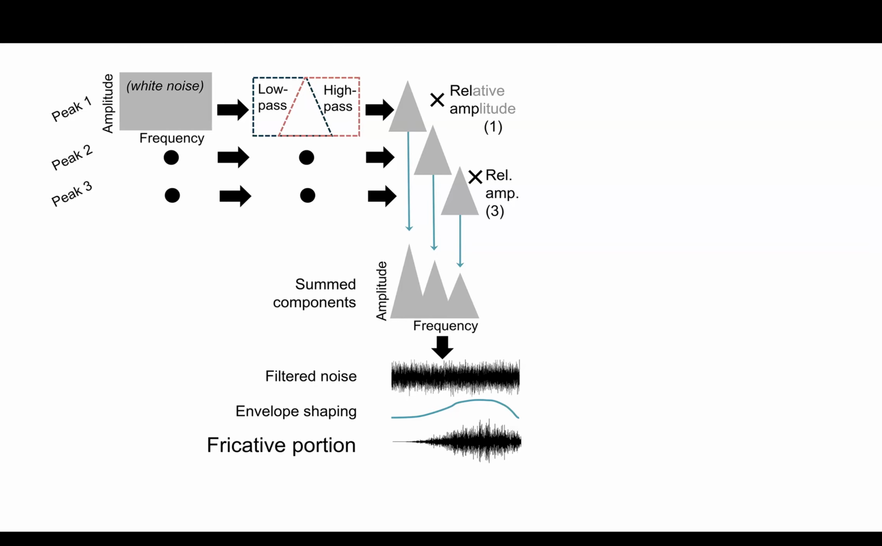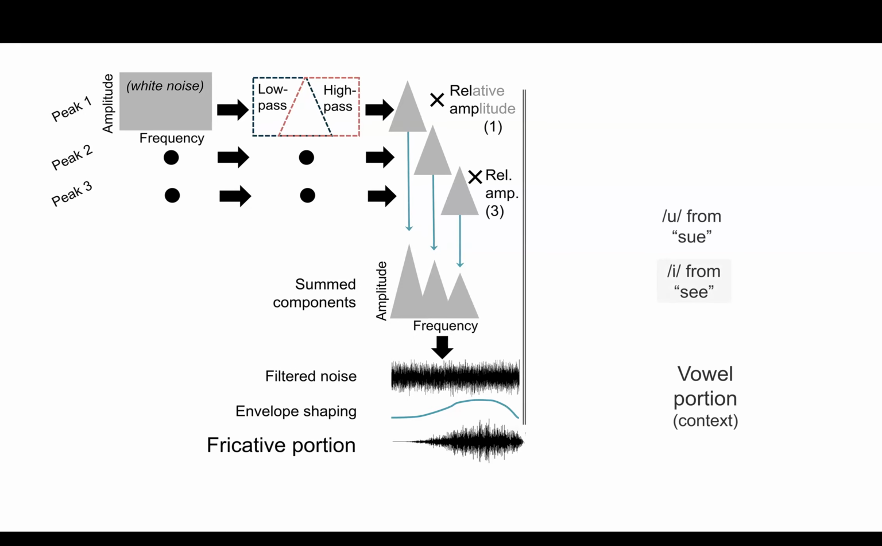So in isolation, this might not do you very much. Maybe you want to add a vowel to that. And so, for example, we can take the E from C and splice that out and put it into our synthetic fricative, and now we have a whole syllable, C.